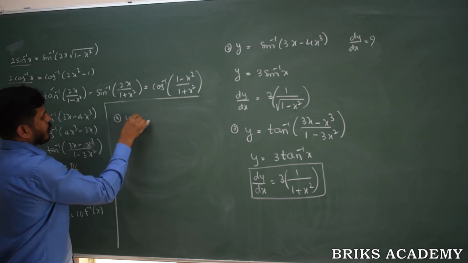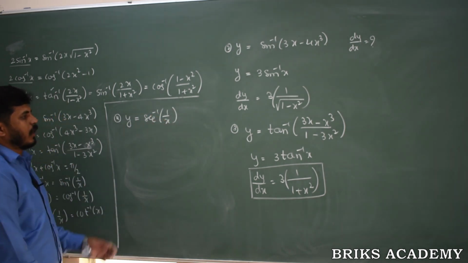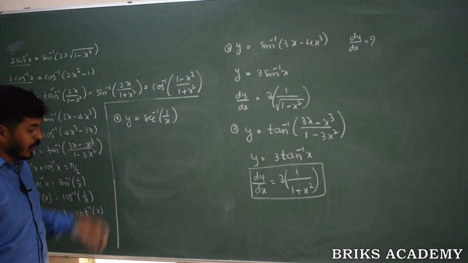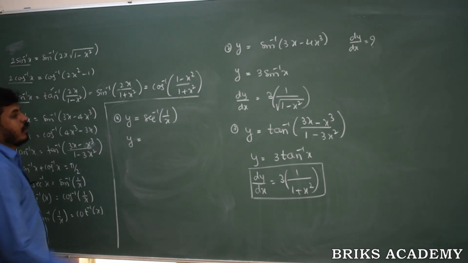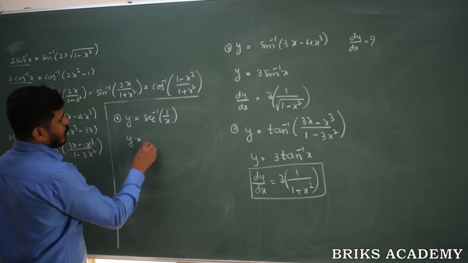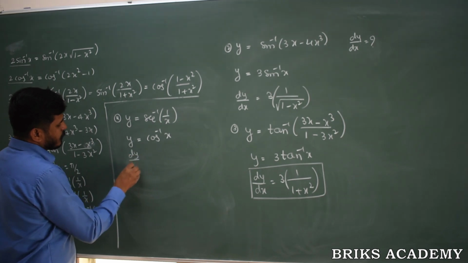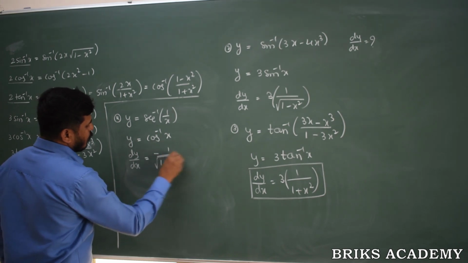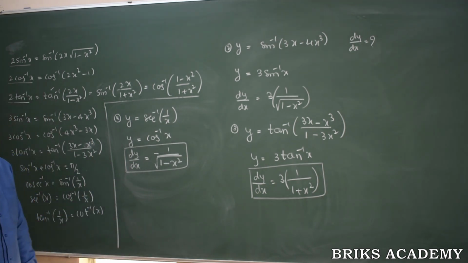Last problem I will take. y is equal to, say, secant inverse 1 by x. Again we can use the formula: secant inverse something is 1 by x into root of x square minus 1. Instead of that, I will use the inverse trigonometric formula. Secant inverse 1 by x is nothing but cos inverse x. Now differentiate. dy by dx is equal to the differentiation of cos inverse x, which is minus 1 by root of 1 minus x square. This is dy by dx. All are one step answers if we make use of the inverse trigonometric formula.